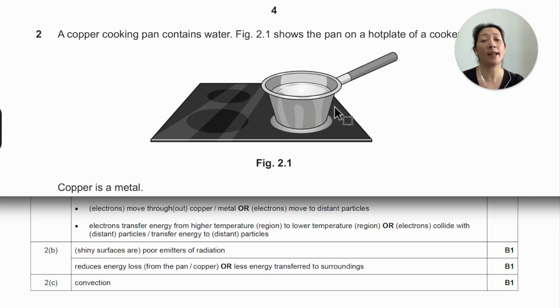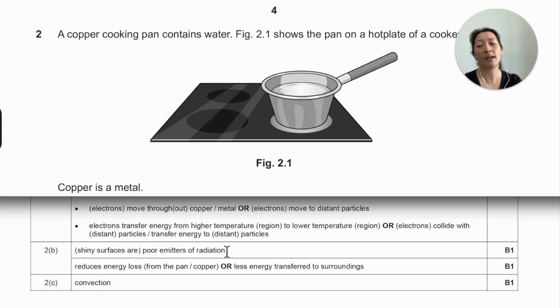So even if it can reflect the heat on the outside, that has nothing to do with keeping the hot water inside hot, right? Because if it reflects the heat, okay, so what? The hot water is inside the pan. And if you want to keep the hot water inside the pan hot, it is about reducing the energy loss from the hot water to the surroundings. So although yes, the shiny surface is a poor absorber of heat, but in terms of reducing the energy loss to the surrounding, it is more about the poor emission of heat because the shiny surface cannot take the heat and lose it to the surrounding. So that's why marks are awarded for the shiny surface being a poor emitter of radiation.